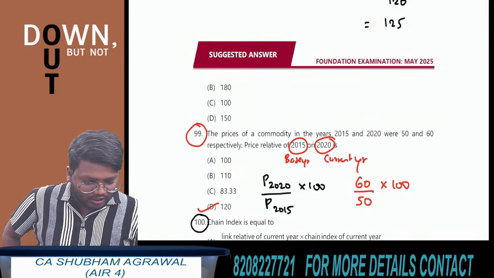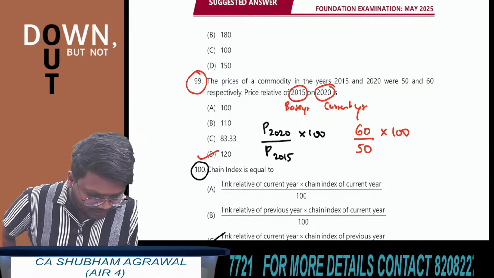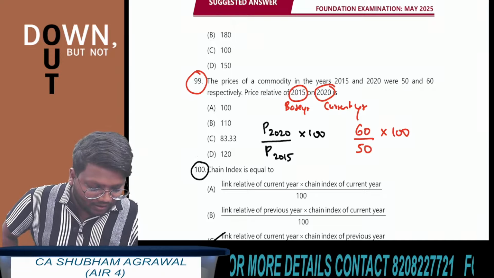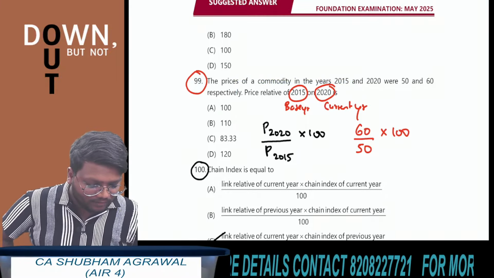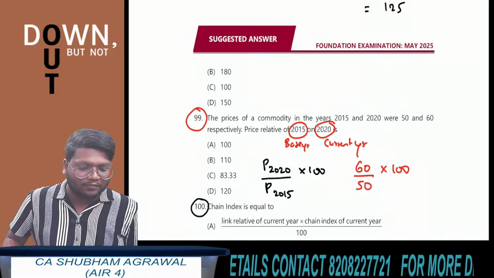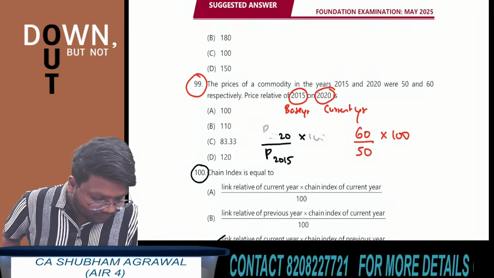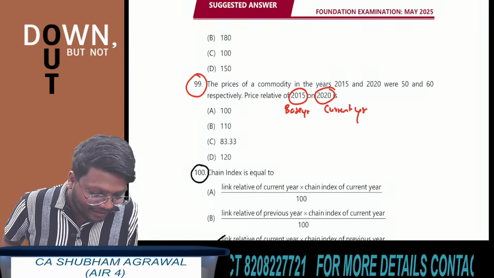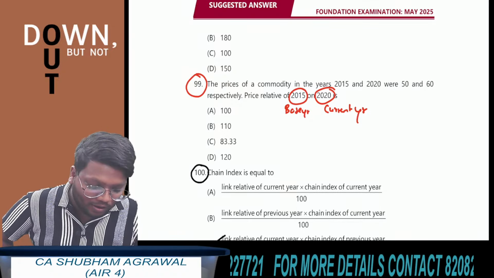I think in question number 99, I have made a mistake. One second. The answer is not 120. What they have asked here is the price relative of 2015 on 2020. What do we have to do? Sorry, this question is a little bit tricky. They have asked the price relative of 2015 on 2020.